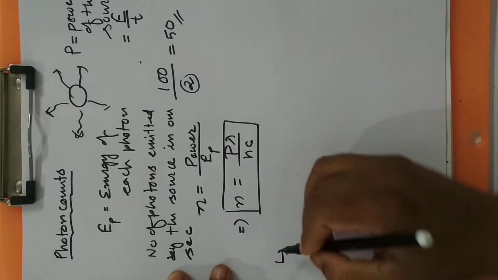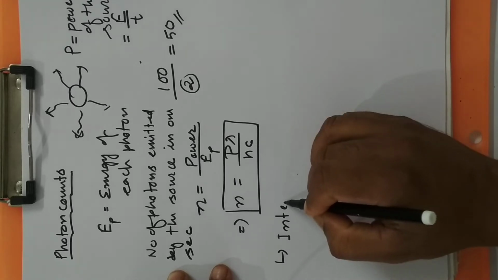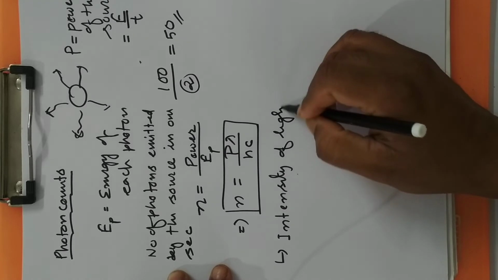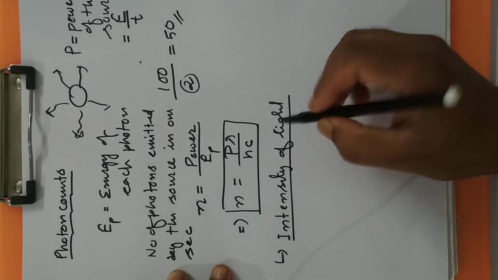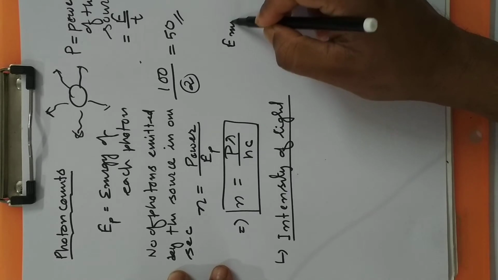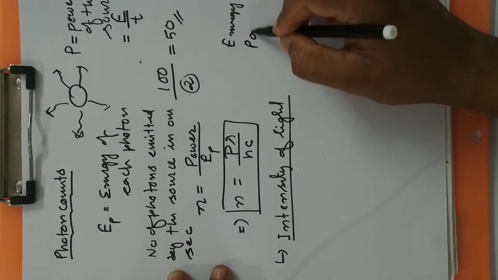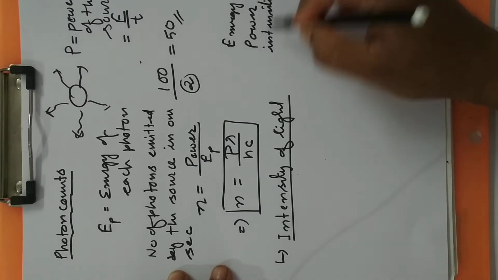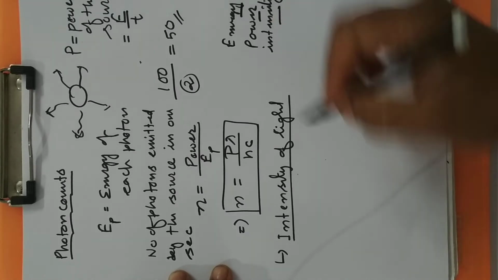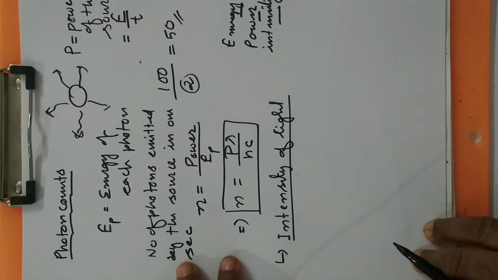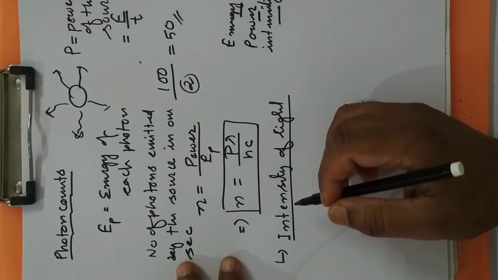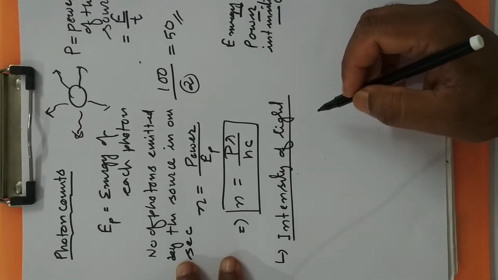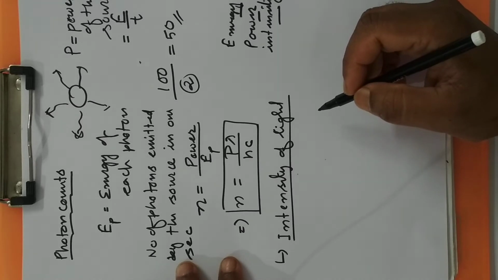Another point we need to know about is intensity of light. What is intensity of light? We have a few things. One is energy, one is power, one is intensity. We need to understand them properly so that we do not get confused. As far as definition is concerned, intensity is defined as energy crossing per unit area per unit time perpendicular to the direction of propagation of light.